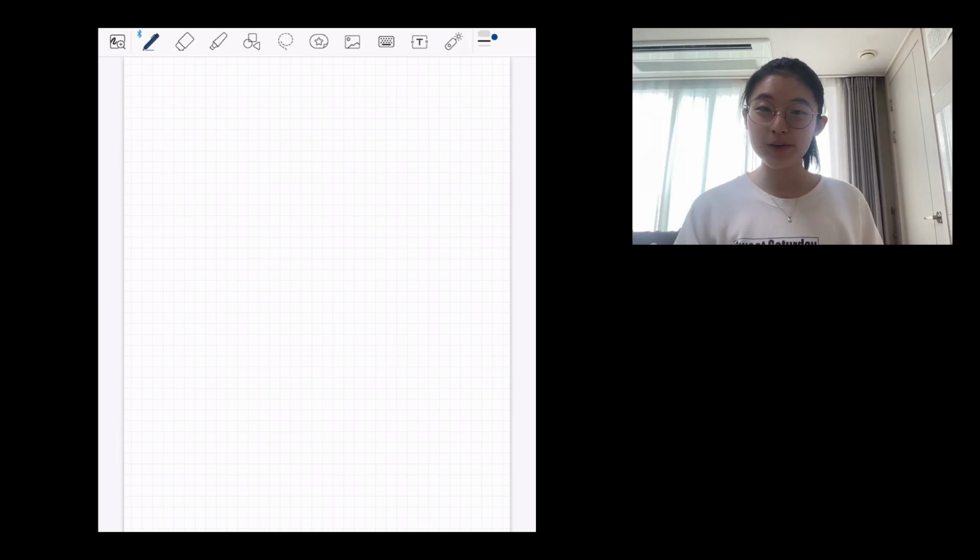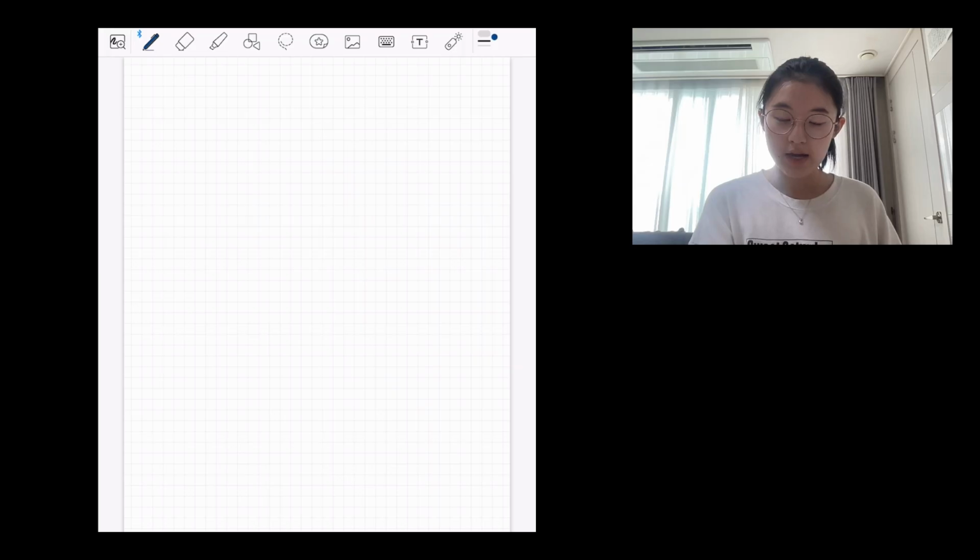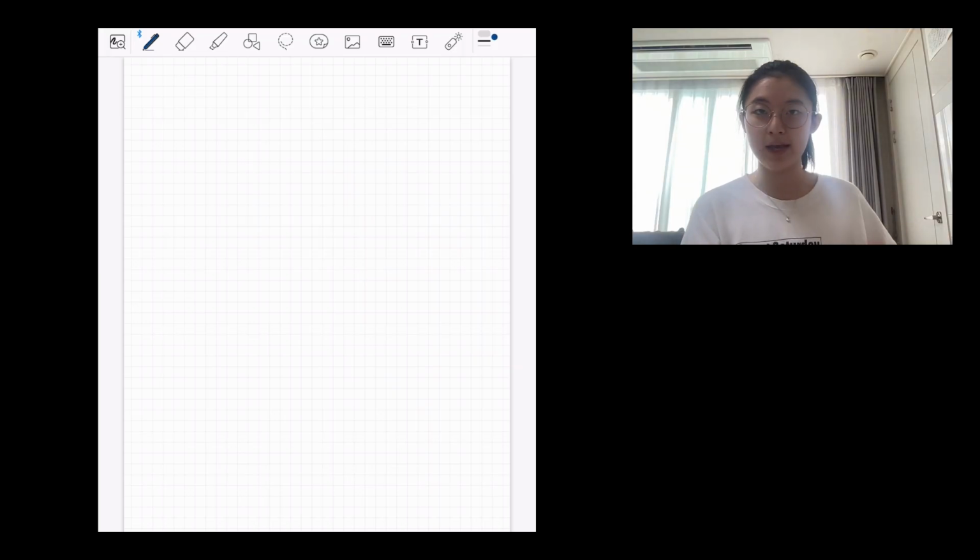Hi everyone, in this video we'll be looking into different types of population growth curves and their features. Now when we're talking about population growth curves, there's usually just two types. We have the exponential growth curve, also known as the J curve, and that occurs when we have unlimited resources.